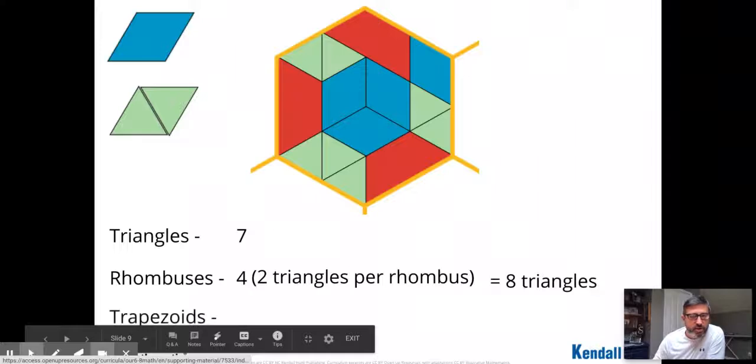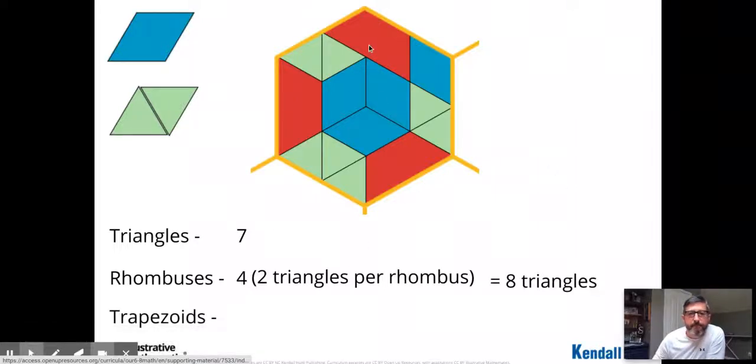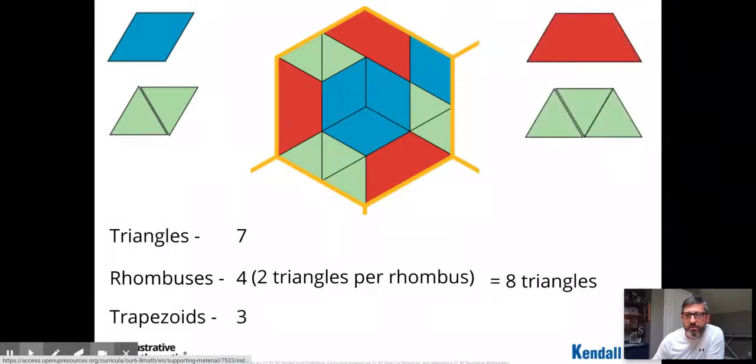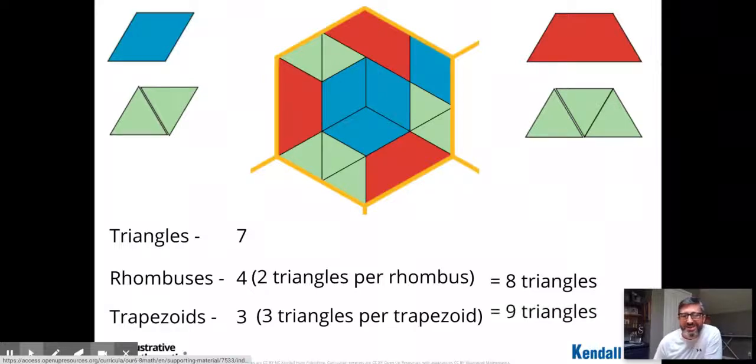So what about the trapezoids? How many did we say we had? Trapezoids. How many red ones? 1, 2, 3. 3. That's right. You remember how many triangles we said would fit in the trapezoid? 3. How many do we have here? Look at this. 1, 2, 3. 3. That's right. So what we're going to do there is multiply 3 trapezoids times 3 triangles, because that's how many we can fit into the trapezoid. And that would give us 9 triangles.